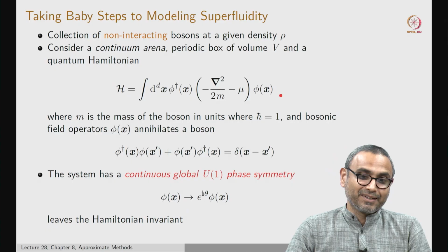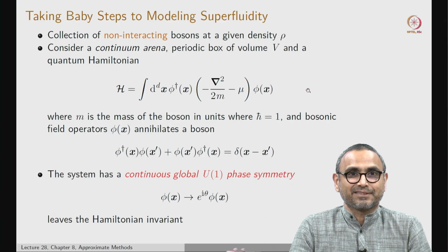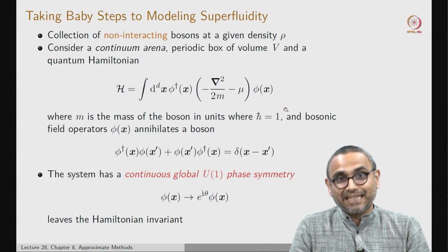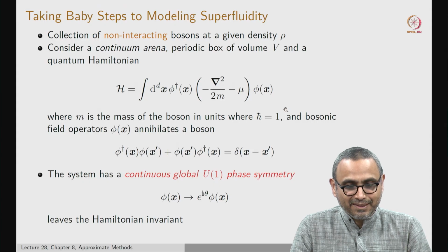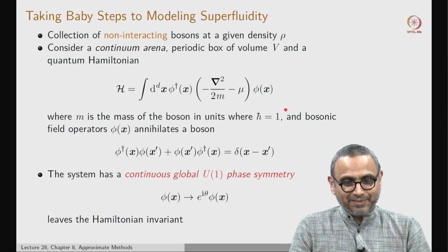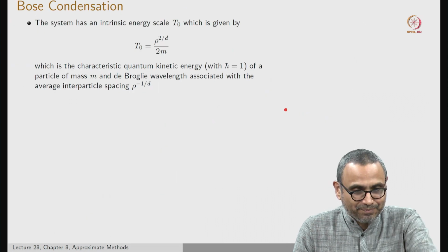If you put in n bosons, there will be n bosons at any later time if you evolve it by this Hamiltonian. That is what it says. Okay, so this is the consequence of the U1 symmetry of the problem.